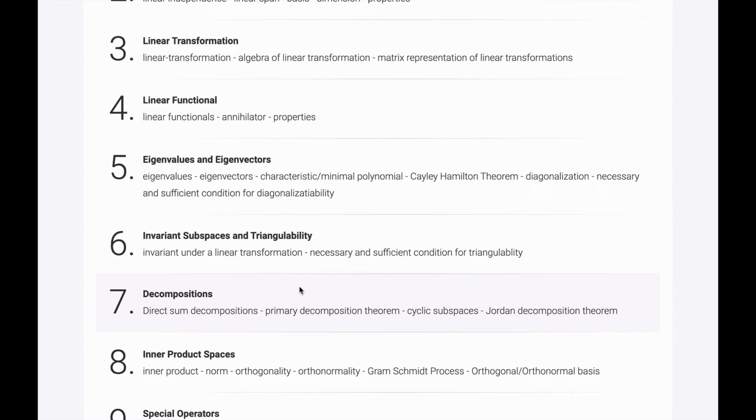Module number 6 contains invariant subspaces and triangulability. We discuss a set which is invariant under a linear transformation, and of course, the necessary and sufficient condition for triangulability of a linear transformation will be studied in this portion. Module number 7 will have decomposition. We will not discuss all the decompositions, but we will discuss direct sum decomposition, along with the primary decomposition theorem, and then cyclic subspaces, the Jordan decomposition theorem, etc.